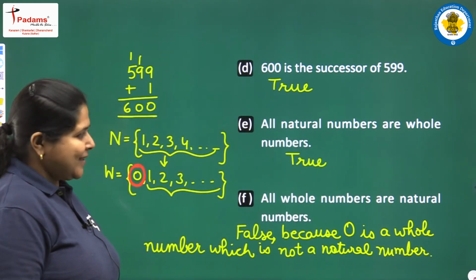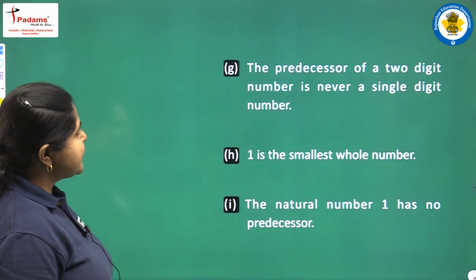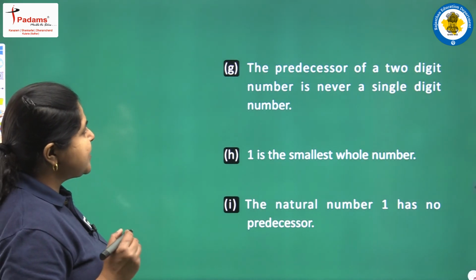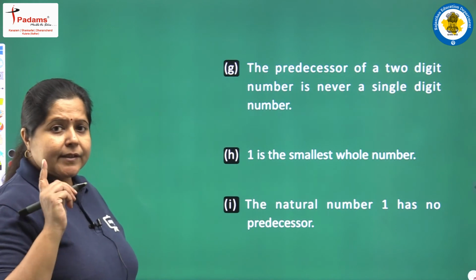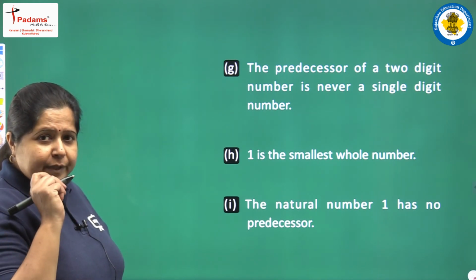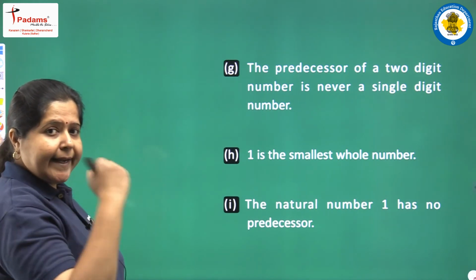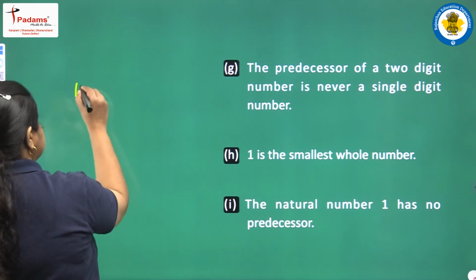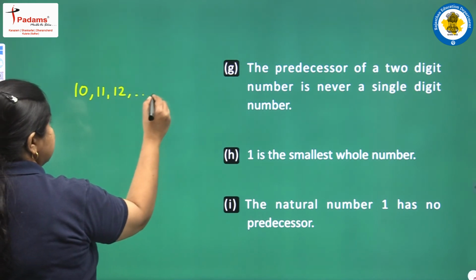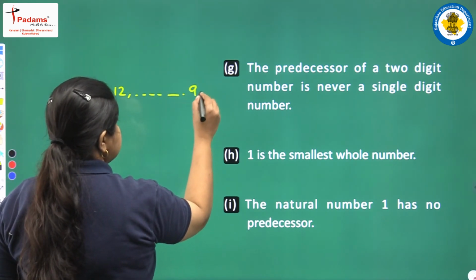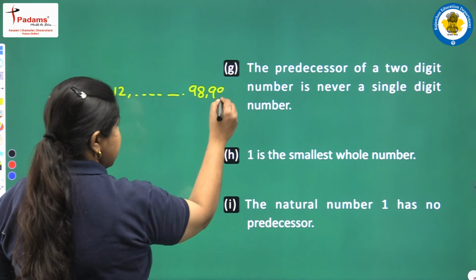Clear to you? Next we have some more statements. The predecessor of a 2-digit number is never a single digit number. Let us take the 2-digit numbers. They start from 10 and end at 99. 2-digit numbers start from 10, then 11, 12 and they keep on going, then we reach 98, 99.